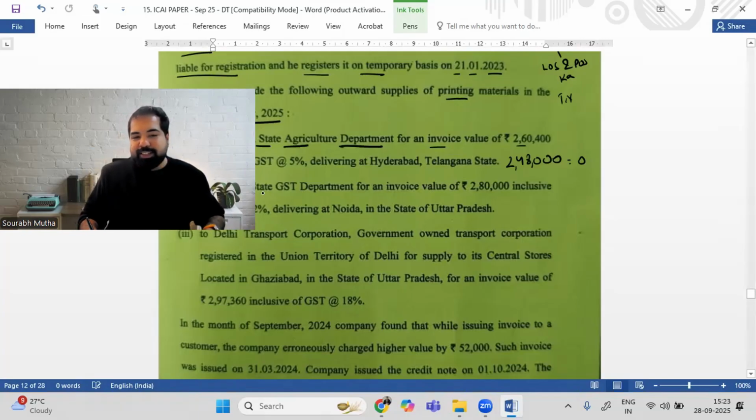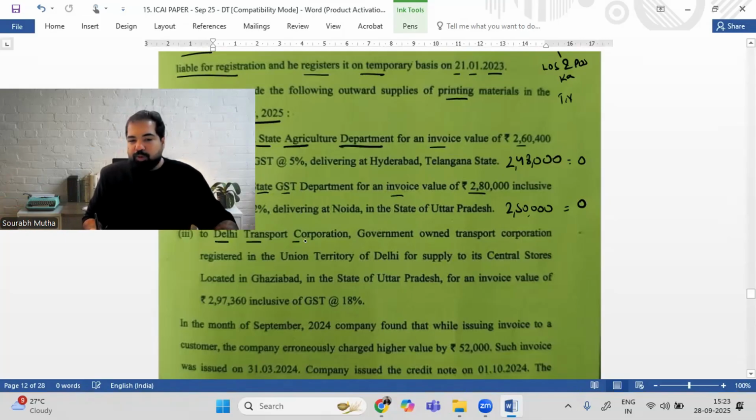To UP GST State Department, guys, this is the UP GST Department only. Invoice value is 2,80,000 inclusive of GST at 12%. Again, I'll remove GST: 2,80,000 divided by 112 into 100 is 2,50,000. Since again it is not more than 2,50,000, there will be no TDS implication. TDS will be zero. And the third one.